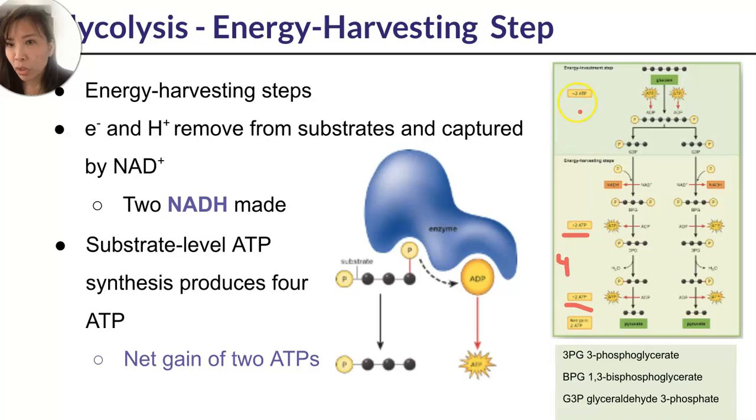Minus 2 ATP from up here. So 4 minus 2 is going to equal 2. So this is how we end up with a net gain of 2 ATP.